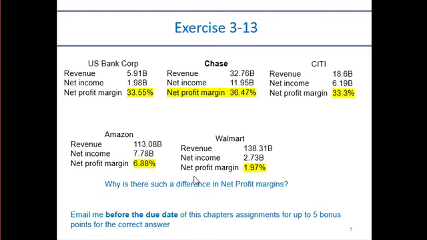So the question here is, why is there such a difference in profit margins between this type of business, a retailer, and these banks? If you would like, you might be able to answer this question. If you answer it in the form of an email to me before the assignments in this chapter are due, then I'll give you up to 5 bonus points for the correct answer. Again, why is there such a difference in the profit margins of a retailer, in this case Amazon or Walmart, and these three banks?